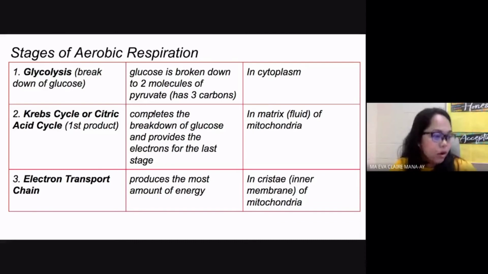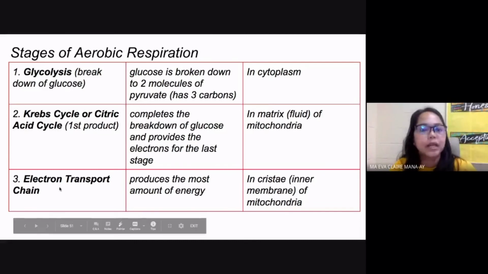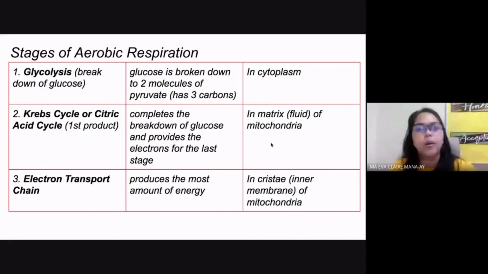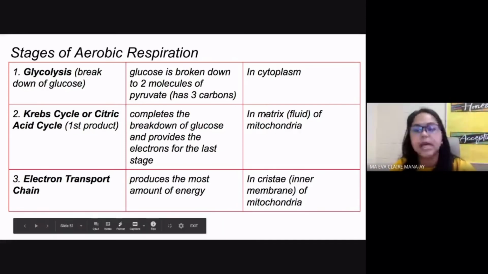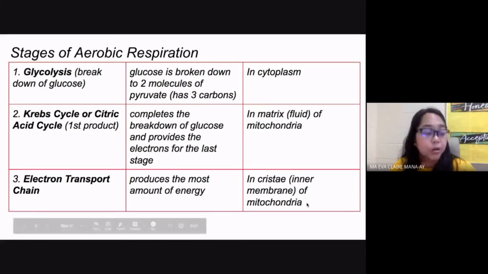Now once we are done with the Krebs cycle, we already have the electrons that can start your electron transport chain. And again, as we've mentioned, your electron transport chain produces the most amount of energy out of all 3 stages of aerobic respiration. Now your electron transport chain also happens in the mitochondria, the powerhouse of the cell, but instead of happening in the matrix, the fluid, this one happens in the inner membrane, or what you call the cristae of your mitochondria.